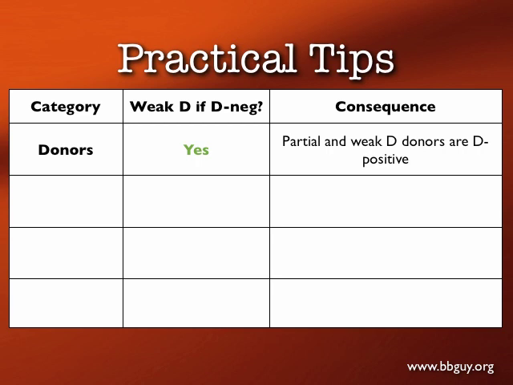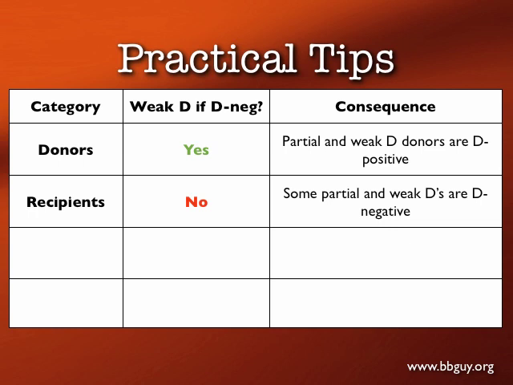You want people who are partial and weak D as donors to be D positive, so you don't give their blood to someone who's D negative. On the other hand, if you're a recipient, it is best not to do a weak D test if the person is D negative. As a result, some partial and weak Ds are going to end up D negative, and you're going to avoid exposing them to D positive red cells in a few cases.